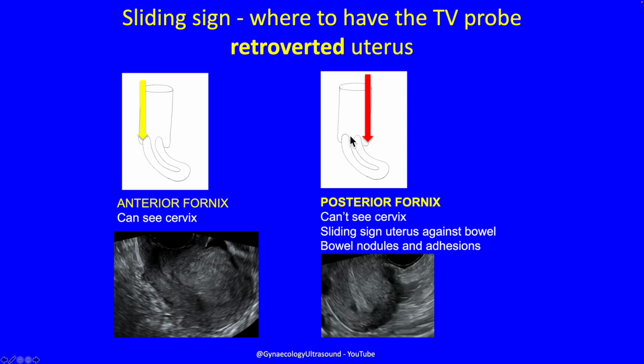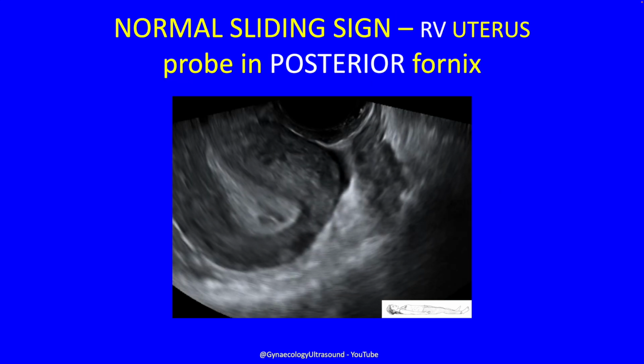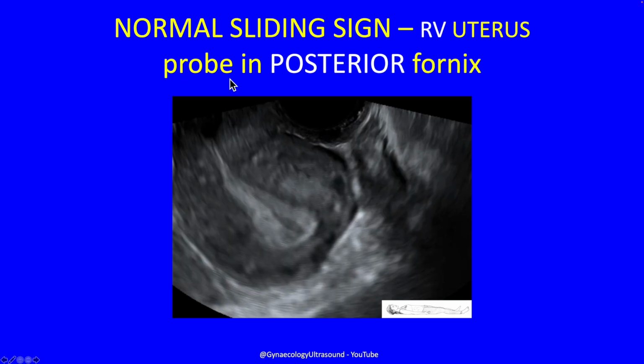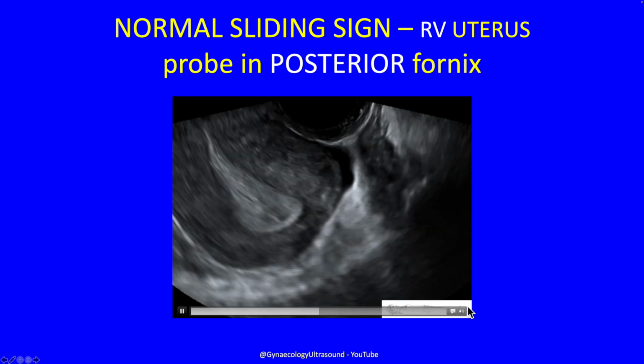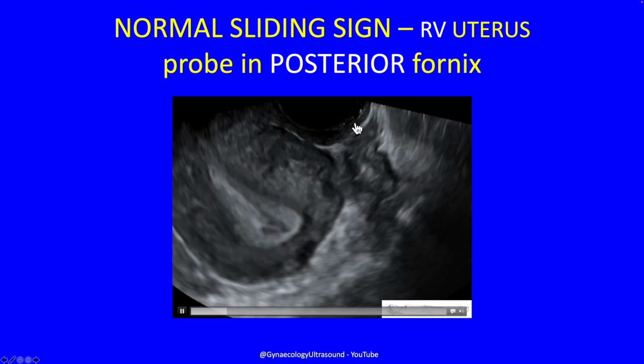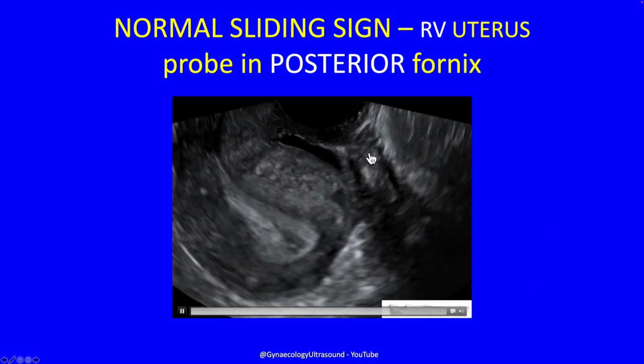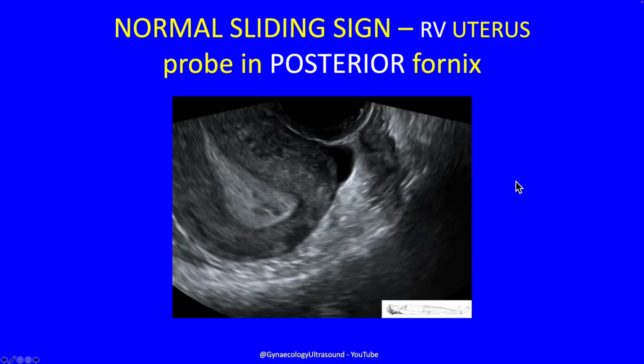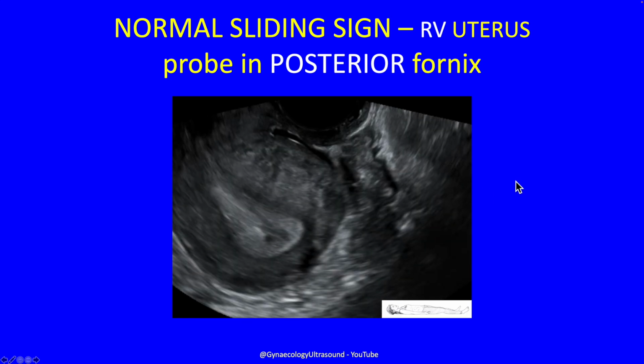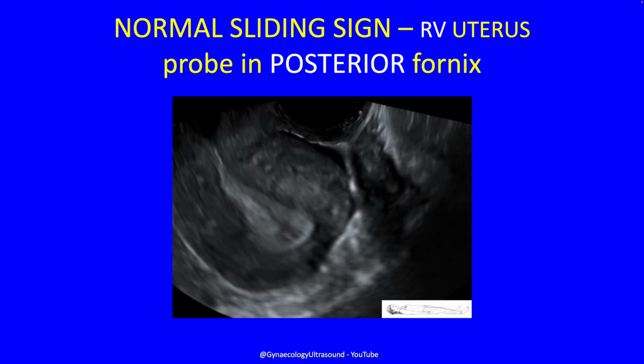You can't see the cervix, but you can see the back of the uterus beautifully, and the sliding of the uterus against the bowel. So that's where we need to put it for a retroverted uterus. This is a retroverted uterus, so the fundus is pointing toward the patient's feet. There's the probe, this is the pouch of Douglas, this is the bowel. The bowel, as you can see, is moving beautifully against the posterior uterine wall.